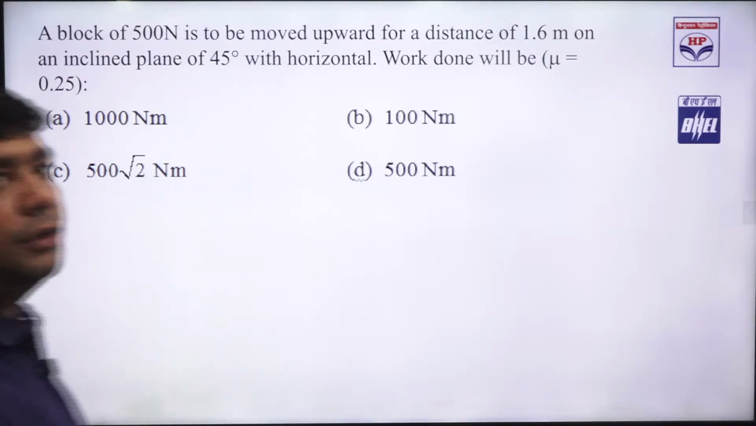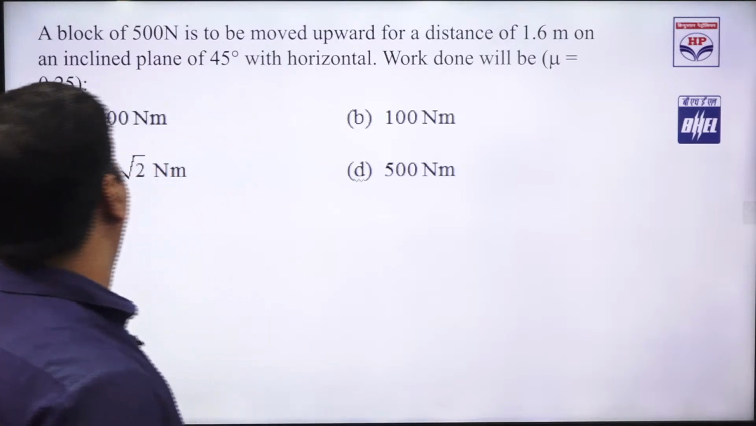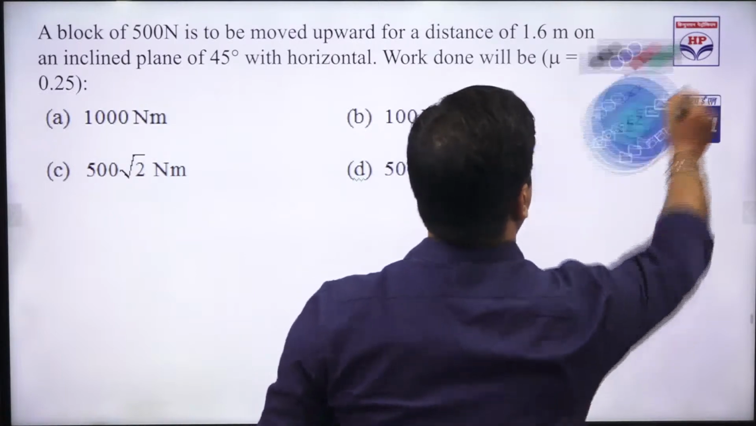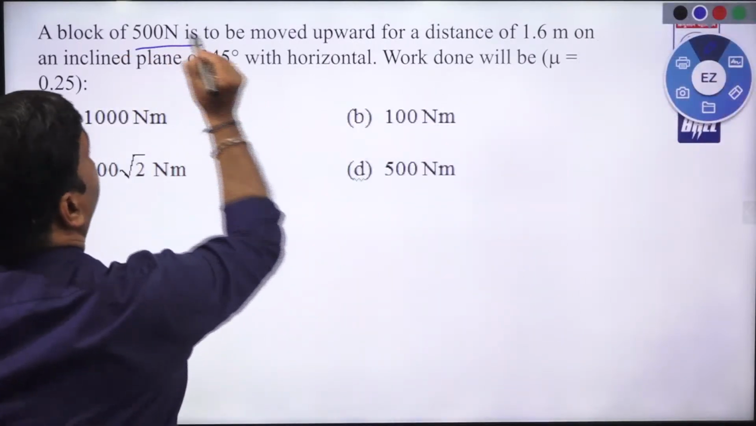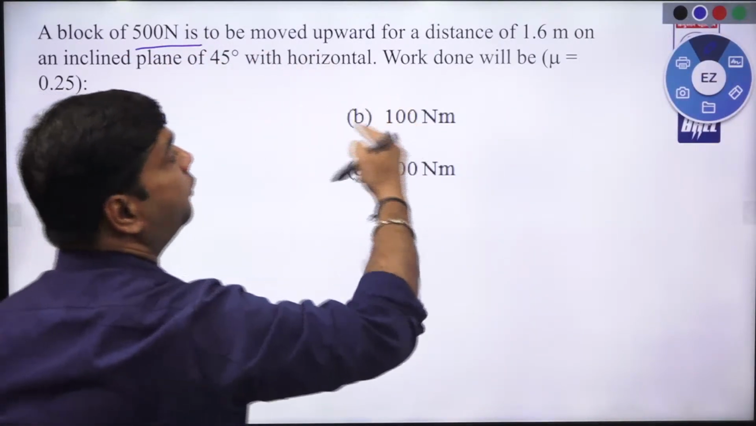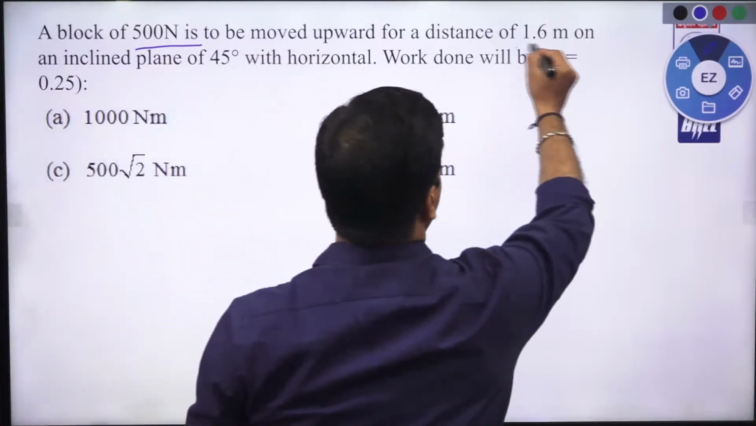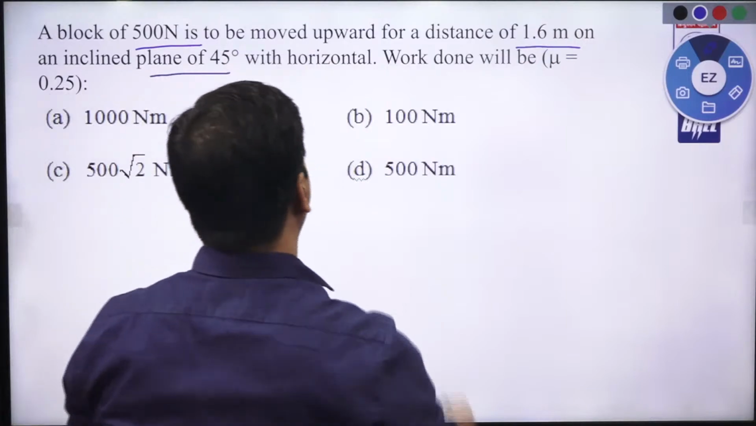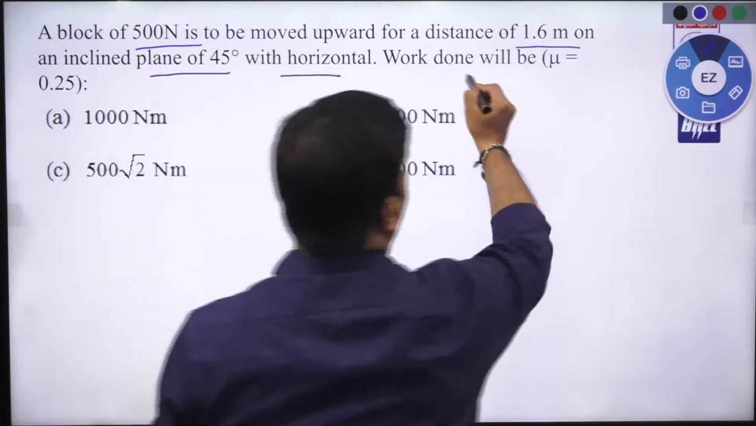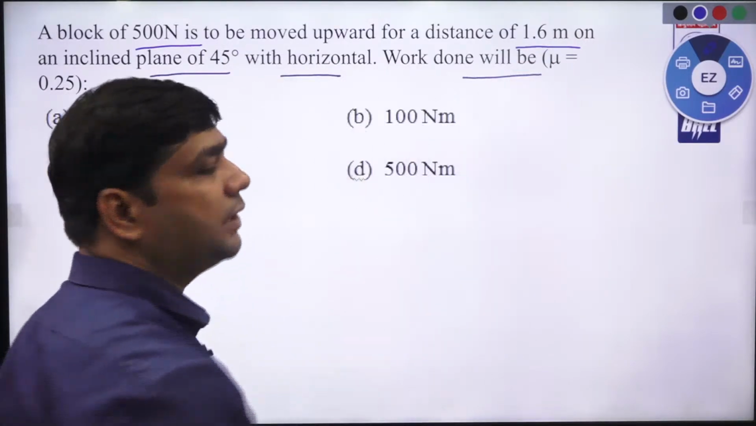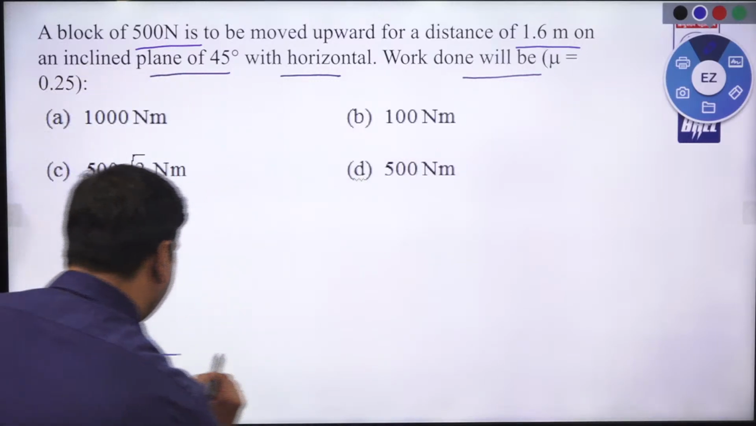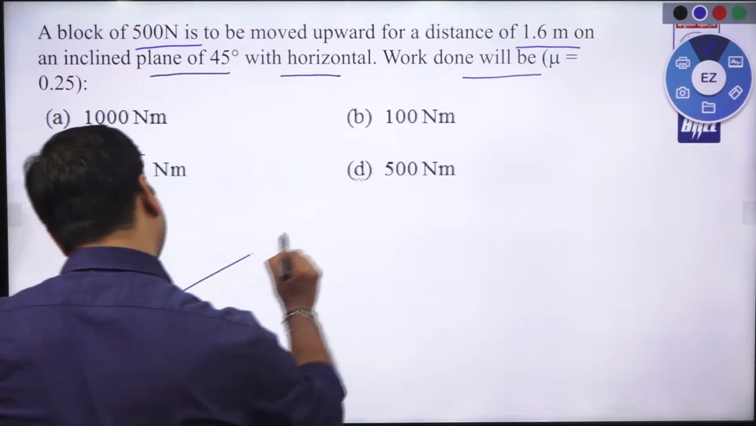Okay, I'm just going to solve the question. A block of 500 Newton is to be moved upward for a distance of 1.6 meter on an inclined plane of 45 degree with horizontal. The work done will be, if mu is also given as 0.25. Okay, so just draw the free body diagram again.